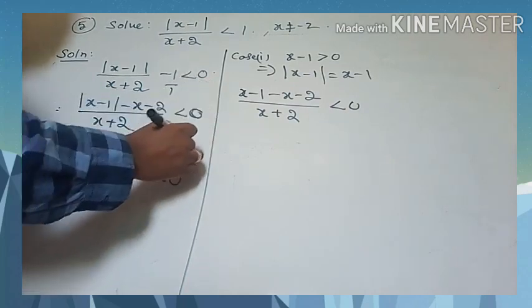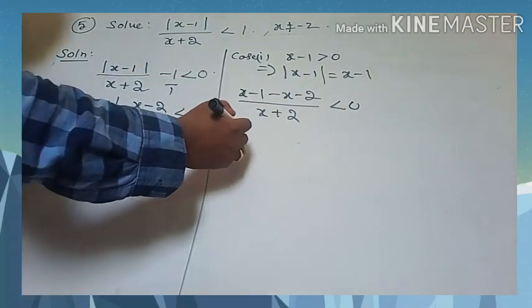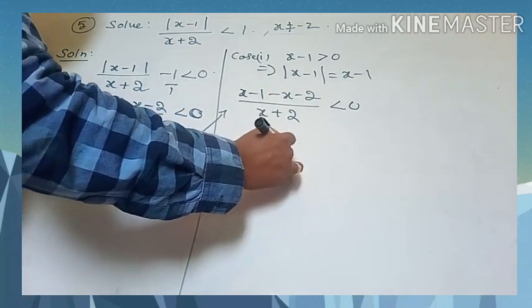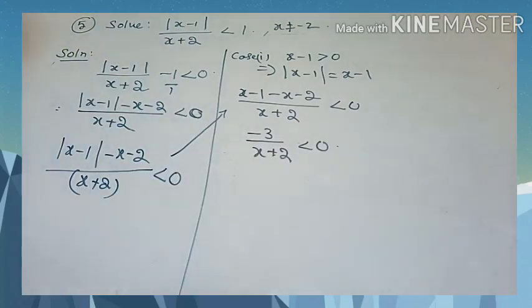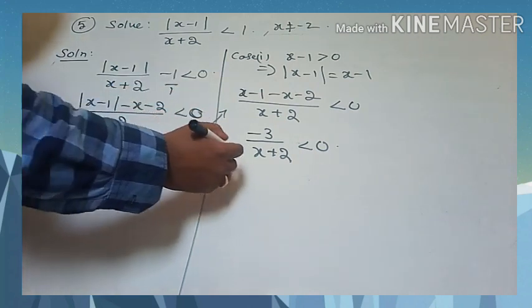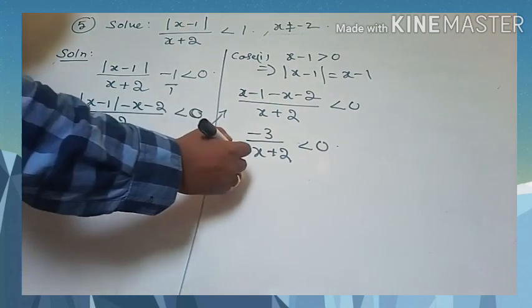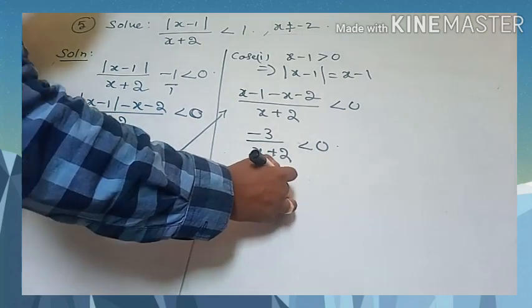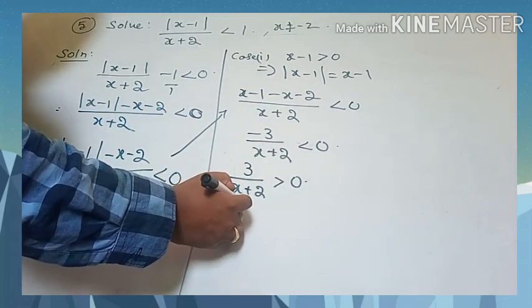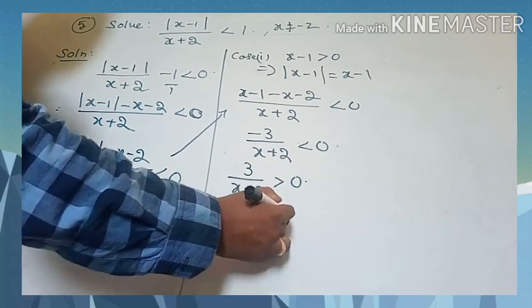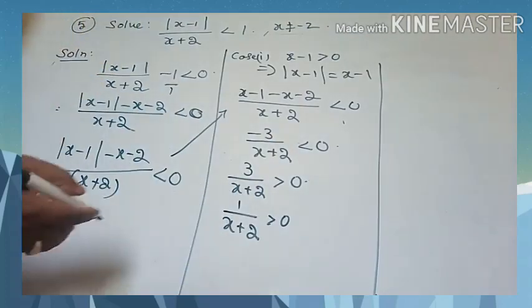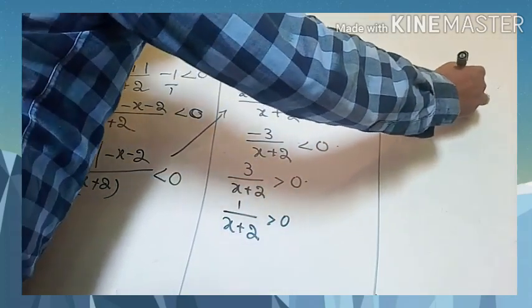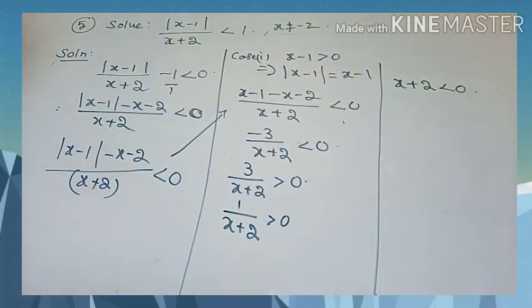This problem now reduces to, see, like this. Now x minus x will cancel, minus 1 minus 2 becomes minus 3 by x plus 2 is less than 0, like this. Minus 3 by x plus 2 is less than 0. Now this becomes, you see, by multiplying by the minus sign, we will get 3 by x plus 2 greater than 0. Now dividing by 3 on both sides, what we are going to get is 1 by x plus 2 greater than 0. And you know that, my dear students, if you take the reciprocals of this, what we will get is x plus 2 is less than 0.